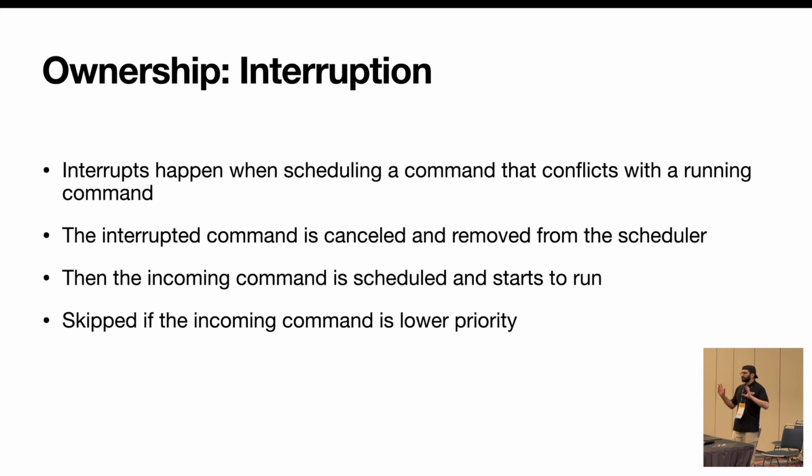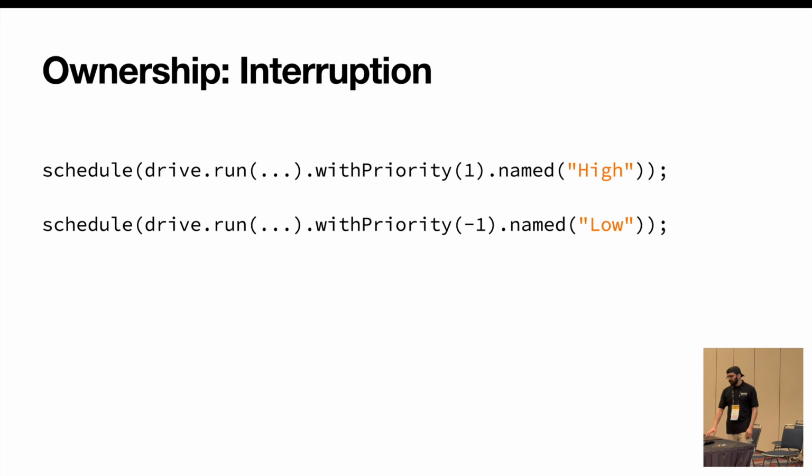So for interruption, I think I've talked about this. I can probably skim this. So basically, interrupt occurs if you schedule a new command that shares at least one requirement with a running command. And then that interrupted command that's already running, that will get interrupted, that will go into the scheduler. You'll see some telemetry events around that. And then this is all skipped if the one that you just scheduled is a lower priority because you have priority levels here. So really basic example here, if you have a command priority 1, you schedule a new command that has priority -1 that shares a requirement, that -1 priority gets ignored because it's lower.